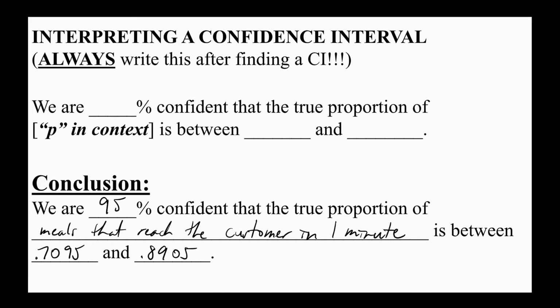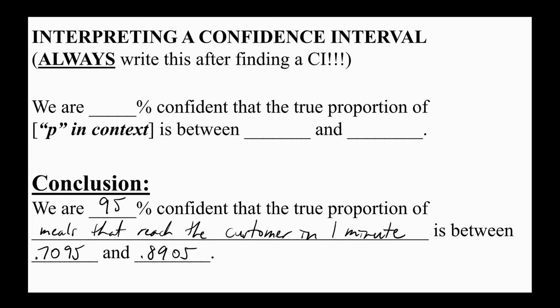Okay, so what does that mean? It means I'm 95% confident that whatever the true answer is, whatever the true percent of all the meals at these restaurants that gets to the customer within a minute is somewhere in between 71% and 89%. That's my interval, right? I'm 95% confident the true answer is somewhere in there. That's what the interval means.